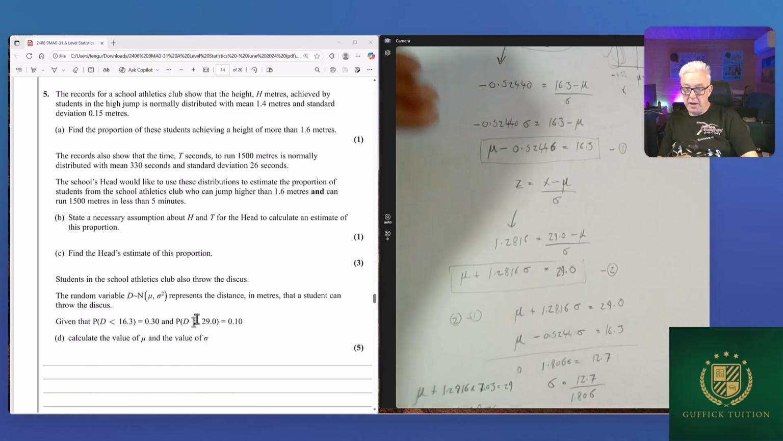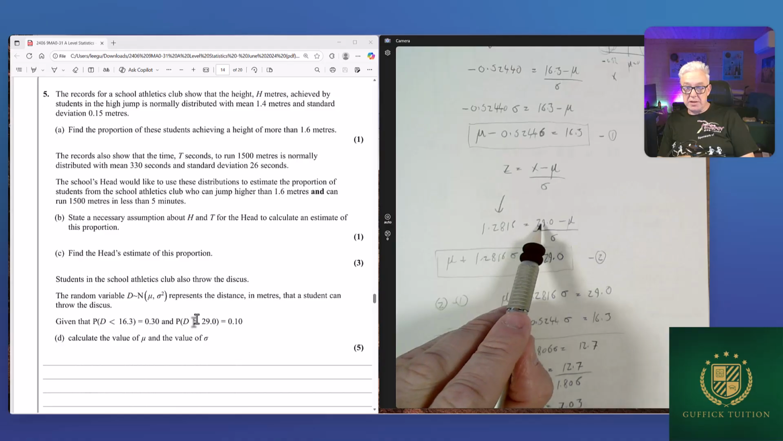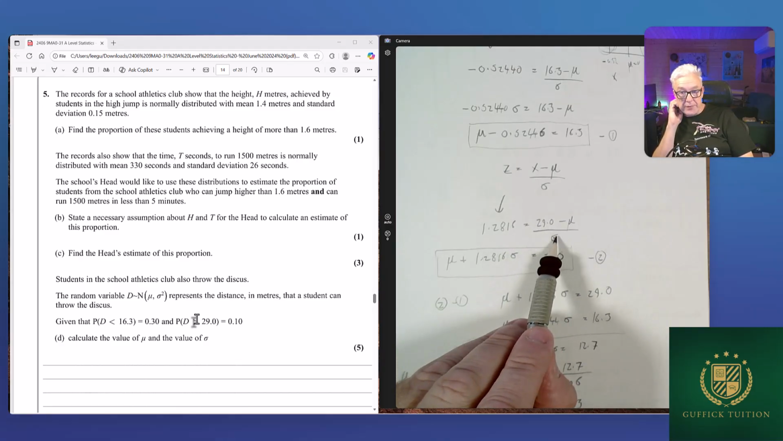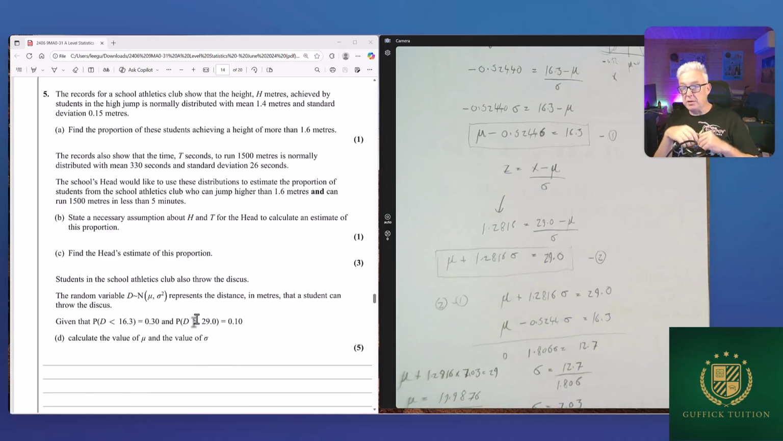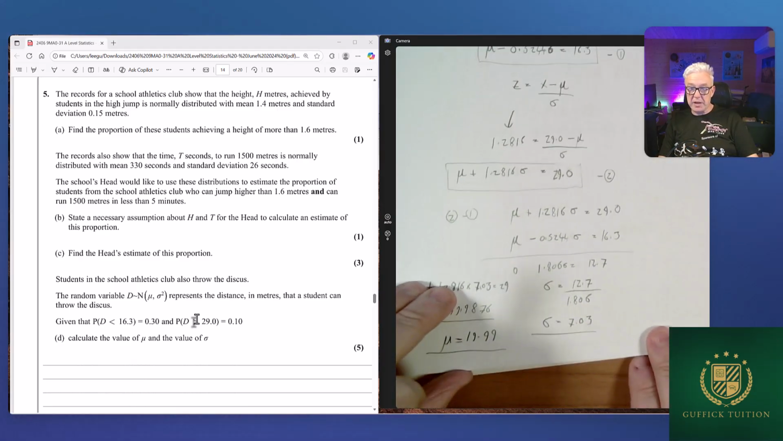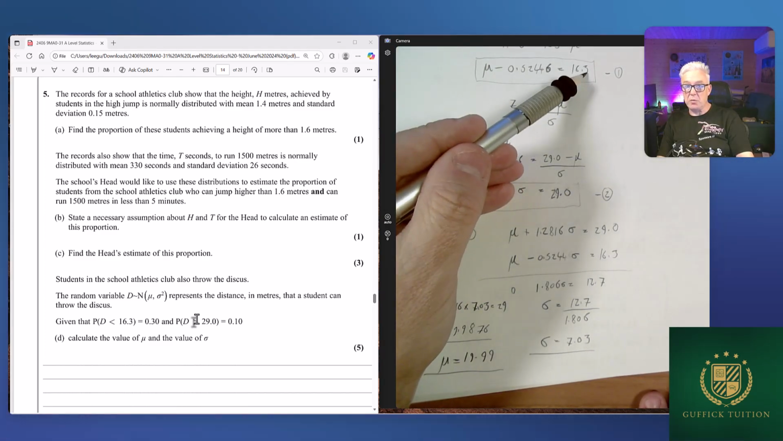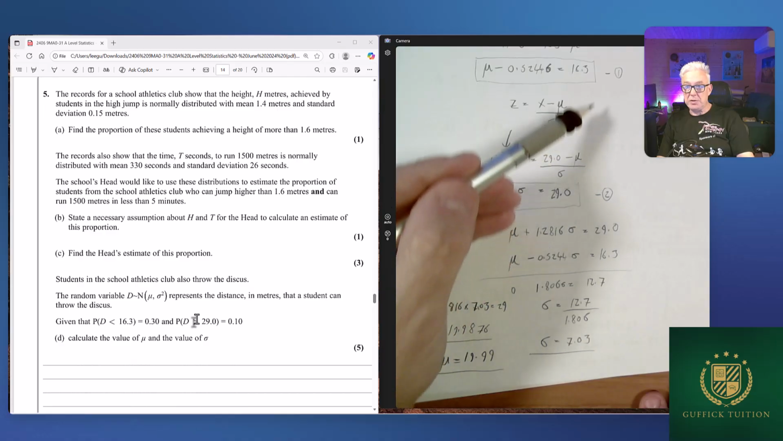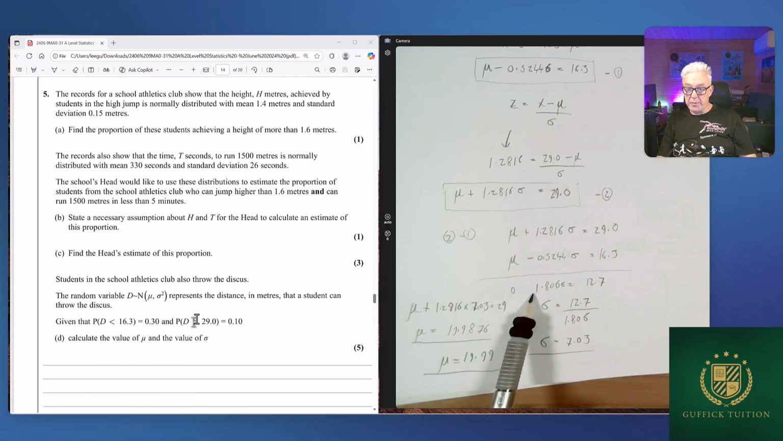Okay, so therefore we've got 1.2816 is equal to 29.0 minus mu over sigma. So we now times both sides by sigma and add mu, and that gives me my second simultaneous equation. Now, we can't just put those in the calculator and generate the answers without losing marks, because there are method marks in the mark scheme for actually solving them. So we take our two equations, label them equation 2 and equation 1, and we're going to do equation 2 take away equation 1. So we do that, the mus cancel, and two minuses become a plus.